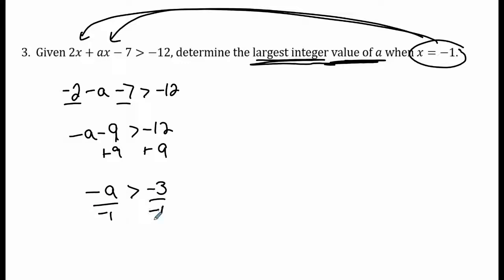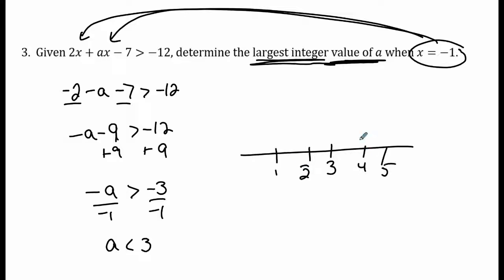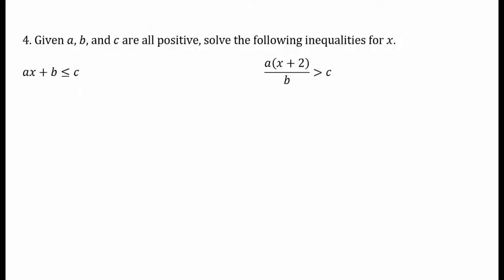Divide by negative 1. Warning, warning, warning! A is less than positive 3. So there's 3. Open circle, I've got to be smaller than it. So what's the largest integer? Well, 3 is too large because it's not in the solution set. So 2. 2 is my answer here. Don't get scared when there's extra letters. You can do it, I promise you.